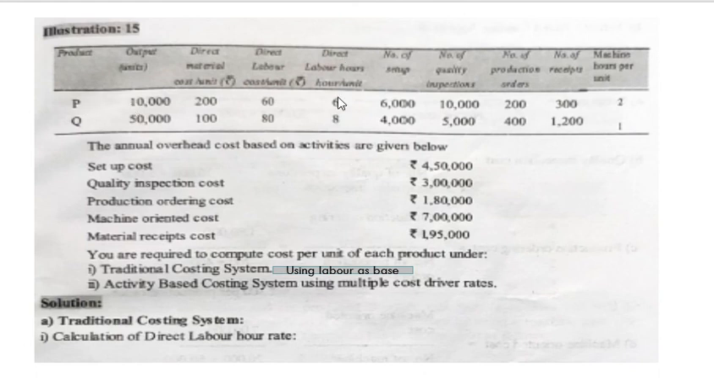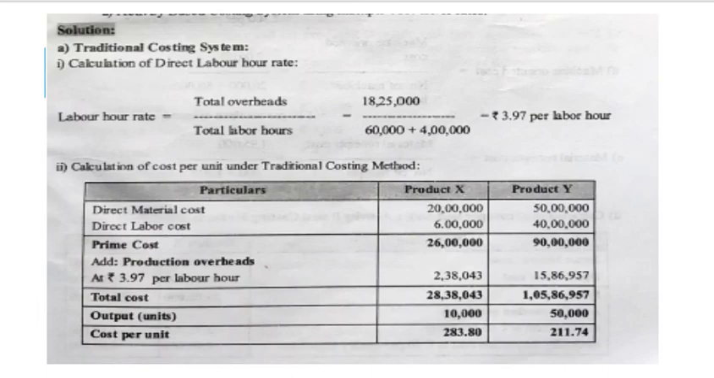Then we have direct labor hours for 1 unit is 8. For 50,000 units, it is 50,000 into 8, which will give you 4 lakh. So 60,000 plus 4 lakh will give you 4 lakh 60,000. So total overheads 18 lakh 25,000 divided by 4 lakh 60,000 will give you rupees 3.97 per labor hour.